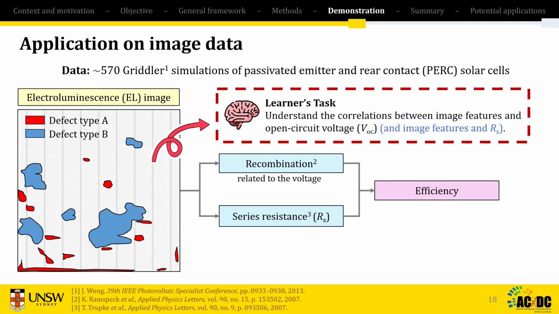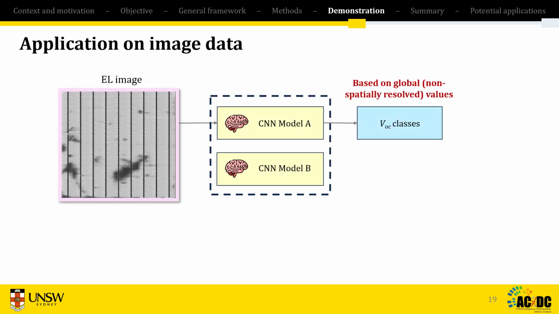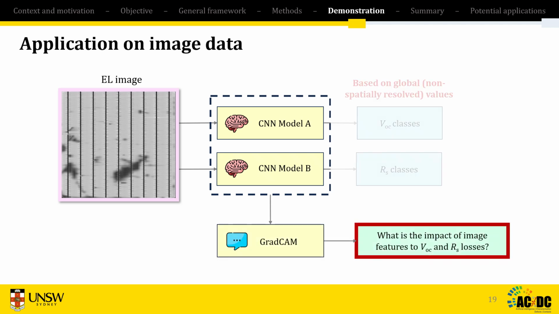So the learner's task for this application is to understand the correlations between image features and the open circuit voltage, VOC, and between image features and RS. Here we use two CNN models as our learners, one to model the relationships between the image features and the global VOC classes, and another one for RS classes. Grad-CAM acted as our interpreter to determine the impact of the image features on parameter losses.